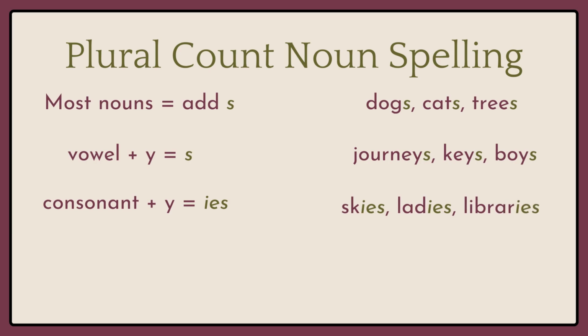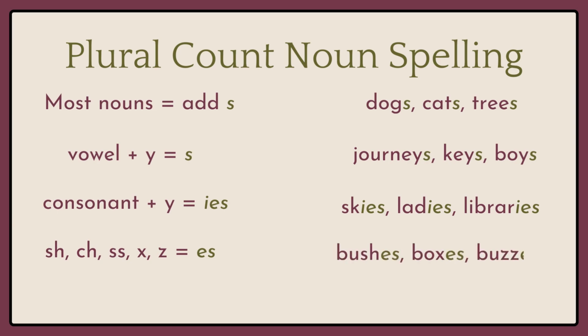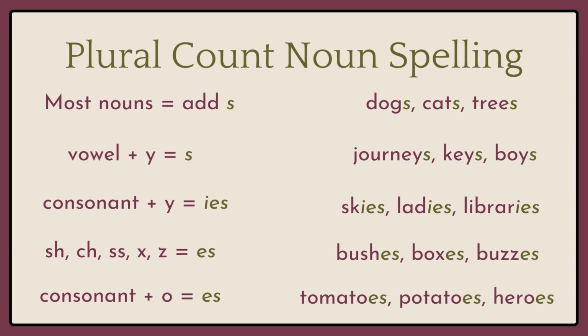For nouns that end in an sh, a ch, an ss, an x, or a z, we add an ending of es, such as bushes, boxes, buzzes. For nouns that end in a consonant plus an o, we add an es: tomatoes, potatoes, heroes.